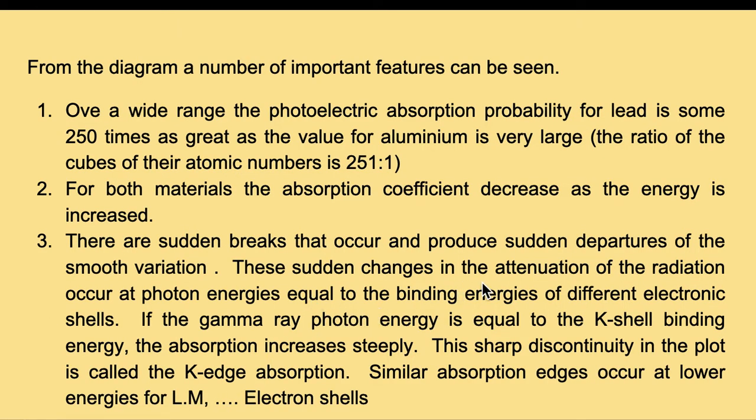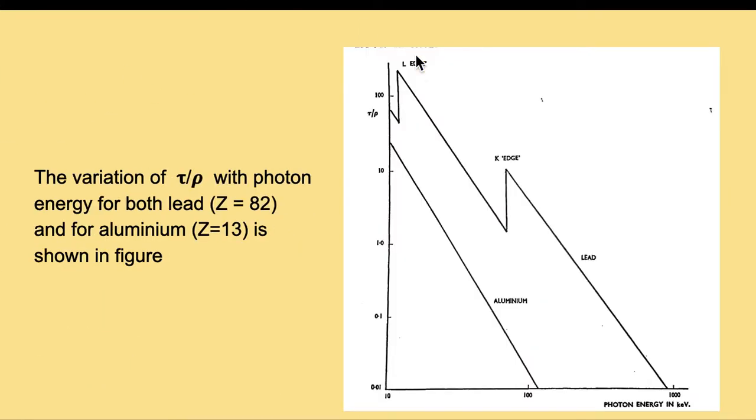These sudden changes in the attenuation of the radiation occur at photon energies equal to the binding energies of different electronic shells. If the gamma ray photon energy is equal to the K shell binding energy, the absorption increases steeply. This sharp discontinuity in the plot is called the K edge absorption, and similar absorption edges occur at lower energies for the L and M electron shells. That means this is the K edge absorption.